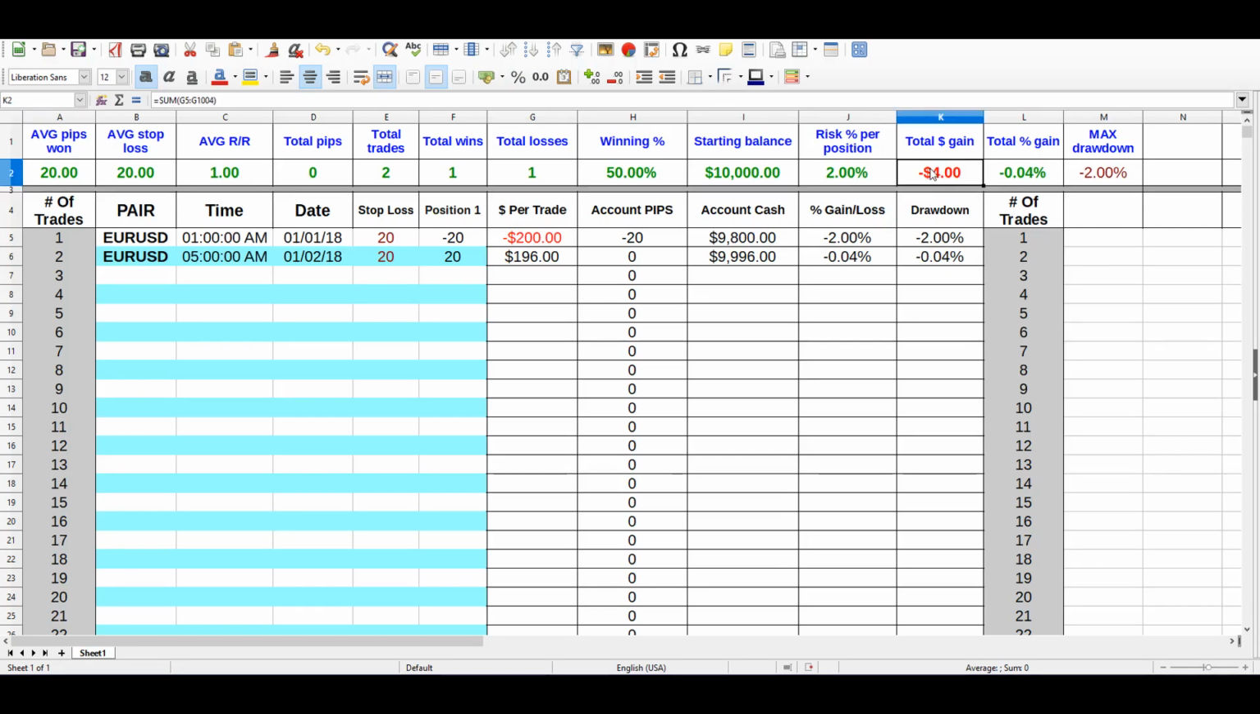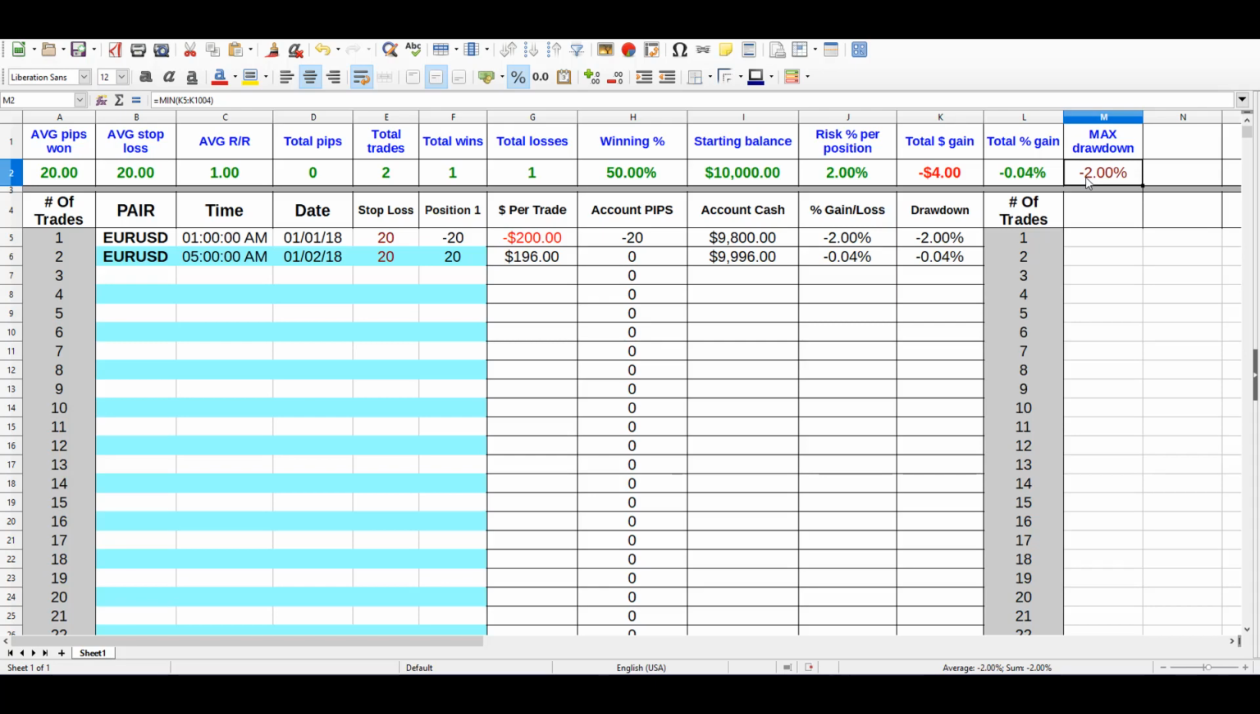2%. Now, also in this column here, you can see your total cash gain or loss. Here you can see your total percentage gain or loss. And finally, at the end here to the right, you can see your max drawdown. So that's what this spreadsheet is capable of telling you. And all of this information is going to be essential throughout your backtesting process in order to come up with a money management and risk management plan.